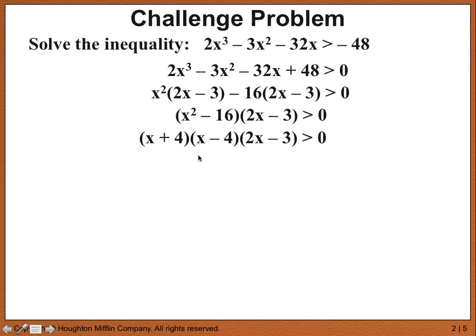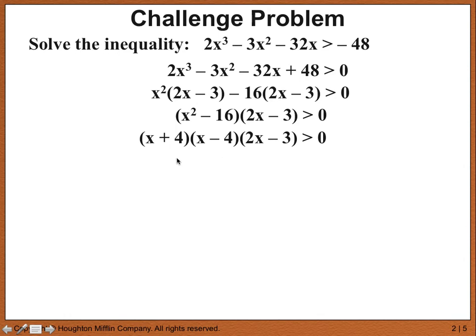We have three different factors here, and we want to get a positive number. Well, as you know, there are many ways to do that. You could have all three of these numbers be positive, x plus 4 positive, x minus 4 positive, and 2x minus 3 positive, and that'll give you a positive number.